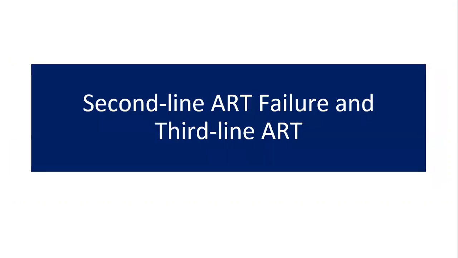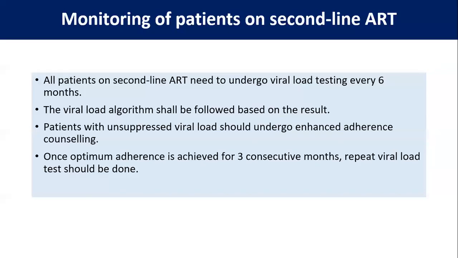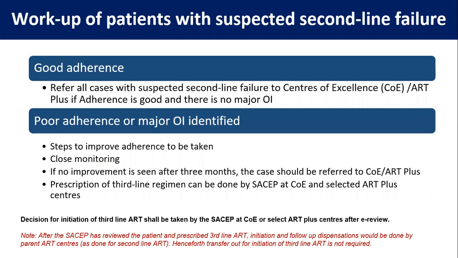Now, second line ART failure and the third line ART regimen. All patients on second line ART need to undergo viral load testing every 6 months. The viral load algorithm should be followed based on the result. Patients with unsuppressed viral load should undergo enhanced adherence counseling and optimum adherence. Once optimum adherence is achieved for 3 consecutive months, then we can go for a repeat viral load test.